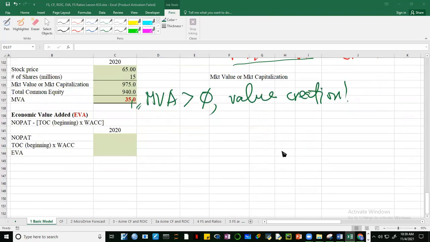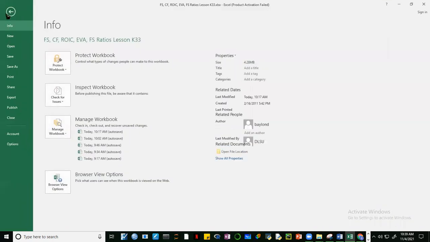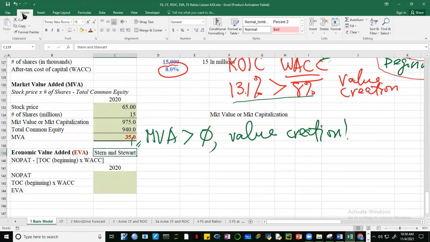Okay. Now, last, guys, EVA, economic value added. Now, this is a very important measure. This was developed by Stern and Stewart. It's a company. You may check the internet, guys, to see what this Stern and Stewart is. They were the ones that proposed economic value added or EVA.